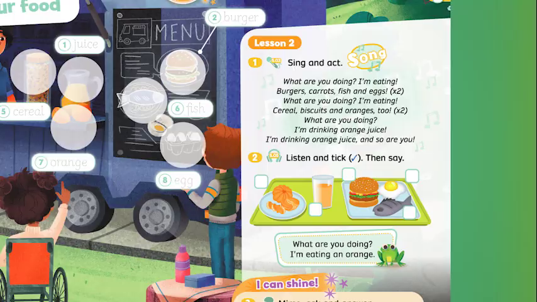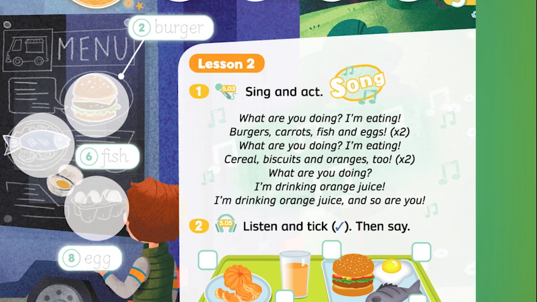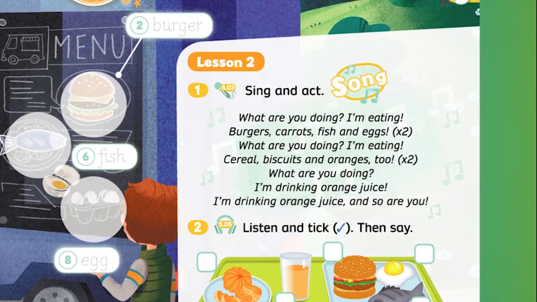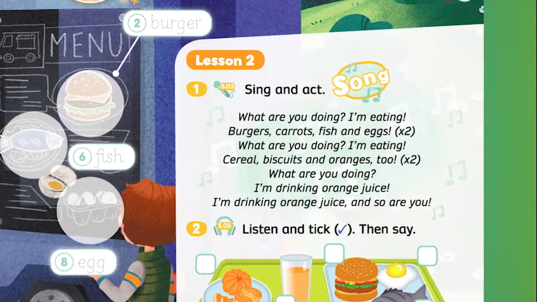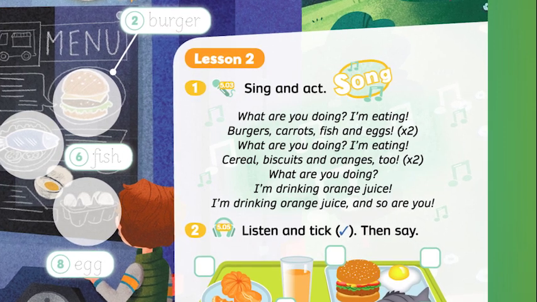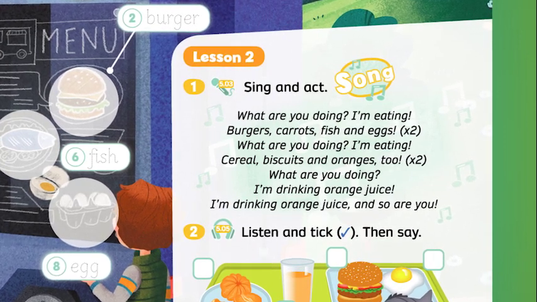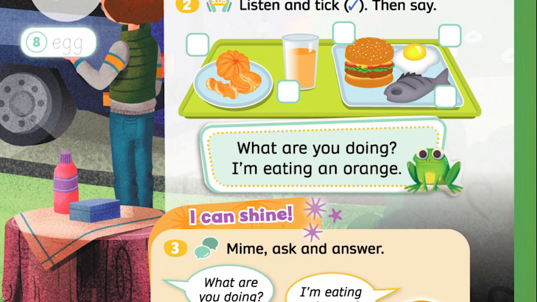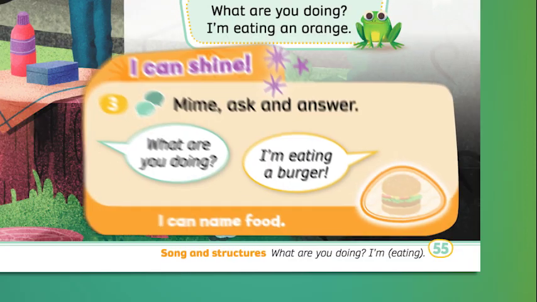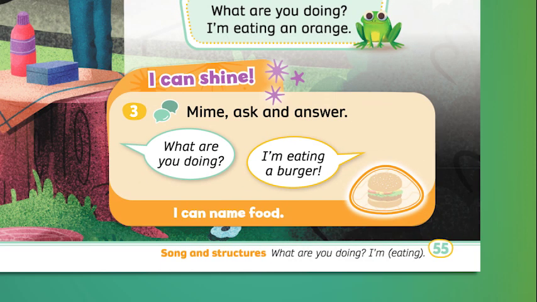In Lesson 2, a new structure or grammar point is presented and practiced through a song in levels 1 to 4 and a reading or listening activity in levels 5 and 6. Grammar boxes provide a clear reference for learners. The I Can Shine activity at the end of the Wonder stage is a communicative task that practices the new language and reinforces the main learning objective for the stage.